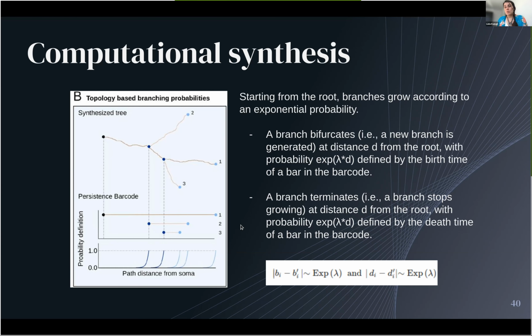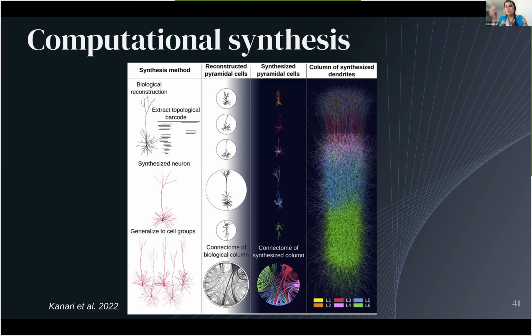So if we use this and a much more complicated algorithm, we can generate cells that resemble the biological ones. So here is an example of this process. We take a biological reconstruction, we get the barcode from it, and then we can synthesize one cell that looks similar to the original cell. And then we can use this method to generate many different examples of the same cell type.